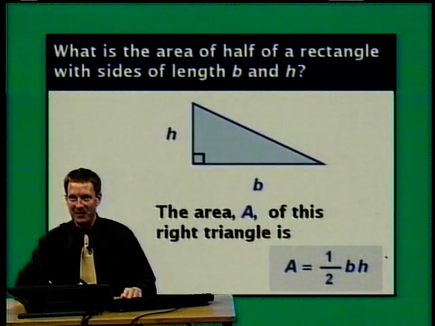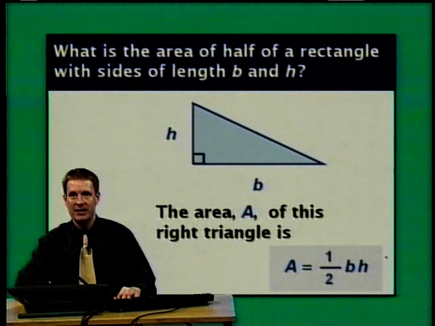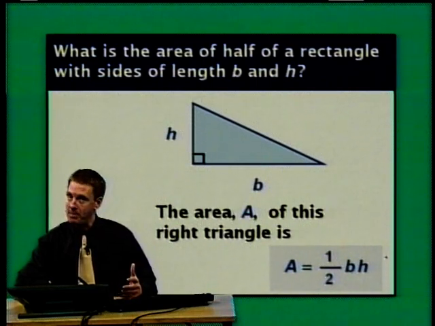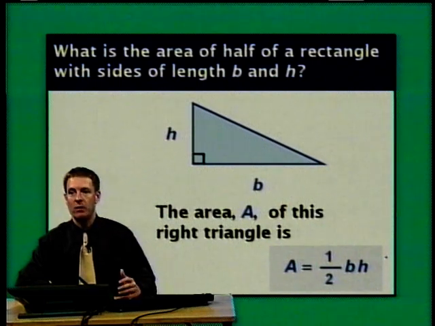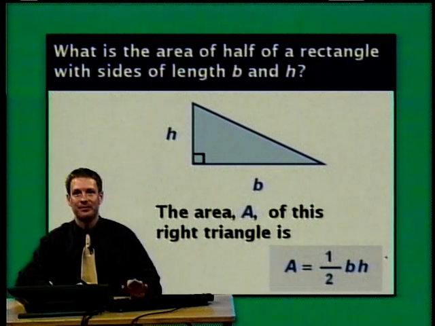So when I get rid of the rectangle, I have an area formula for a right triangle. The area of a right triangle is 1/2 b times h. In this context, b is representing what we call the base, and h is representing what we call the height. I'm going to talk about that a little bit more a little later on.